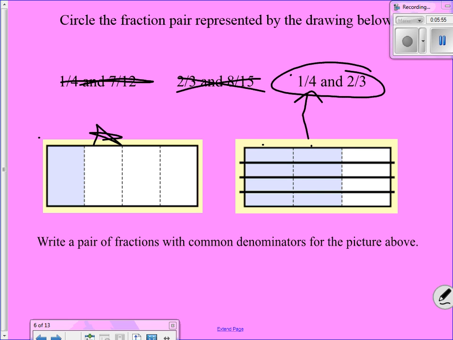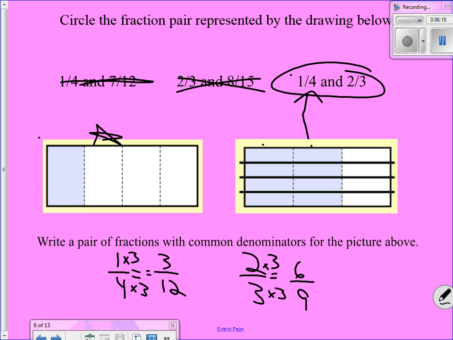Now, write a pair of fractions with common denominators for the picture above. So 1/4, what would be a common denominator? Let's multiply them by 3. Times 3, times 3 gives me 3/12. How about 2/3? Let's multiply them by 3. Times 3, times 3 gives me 6/9.